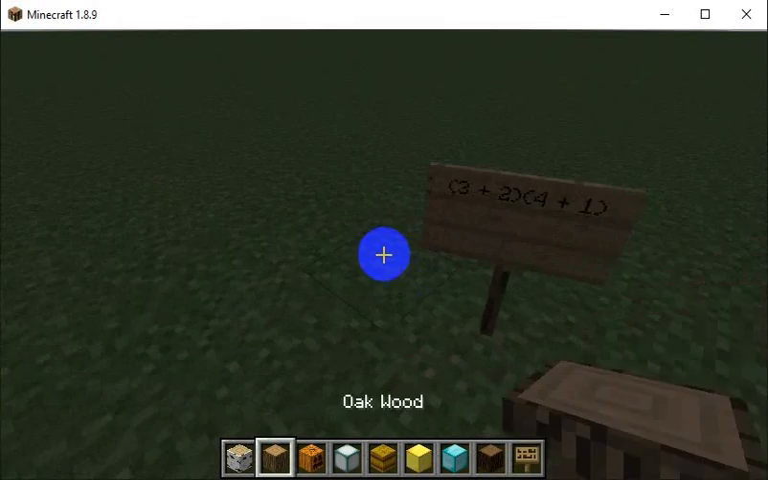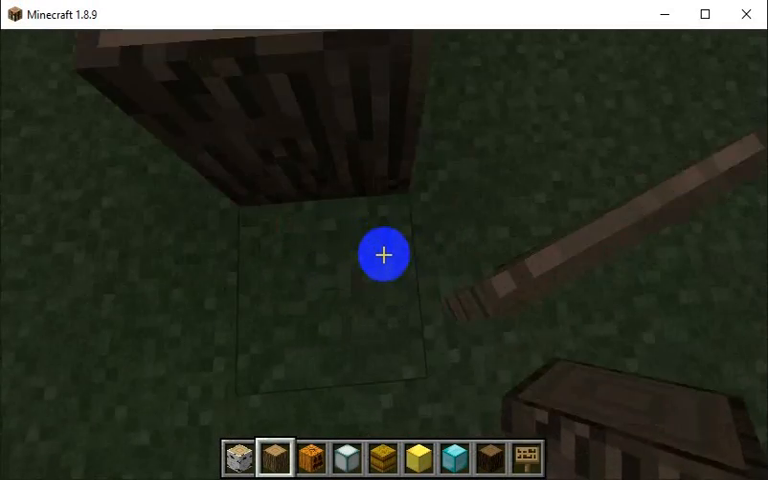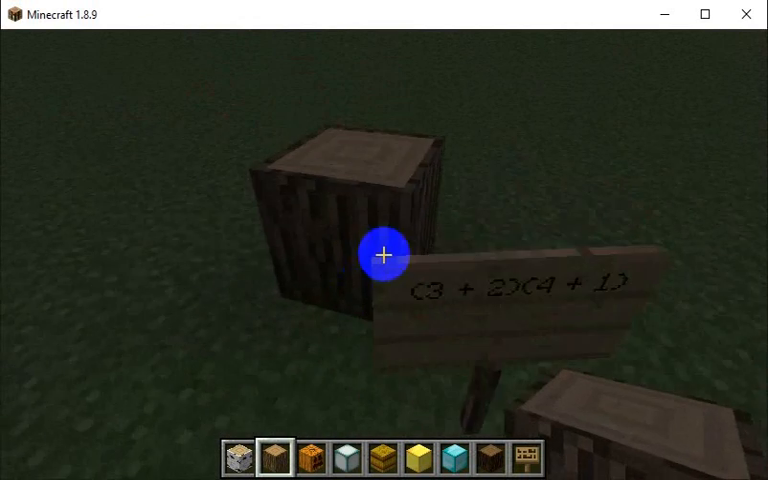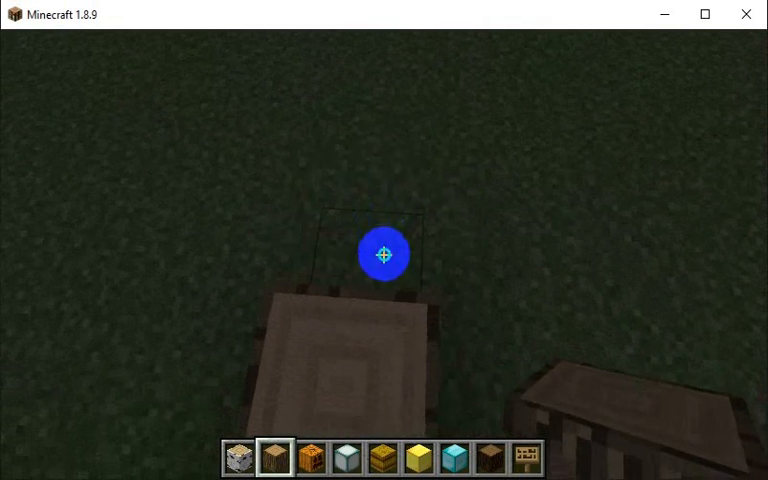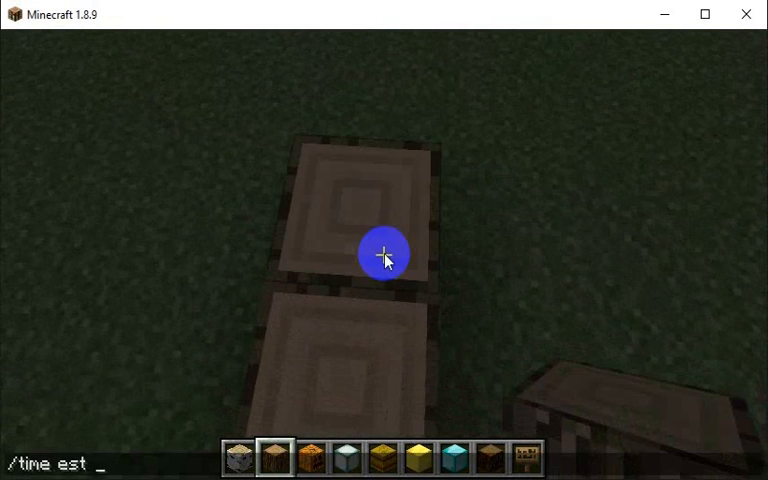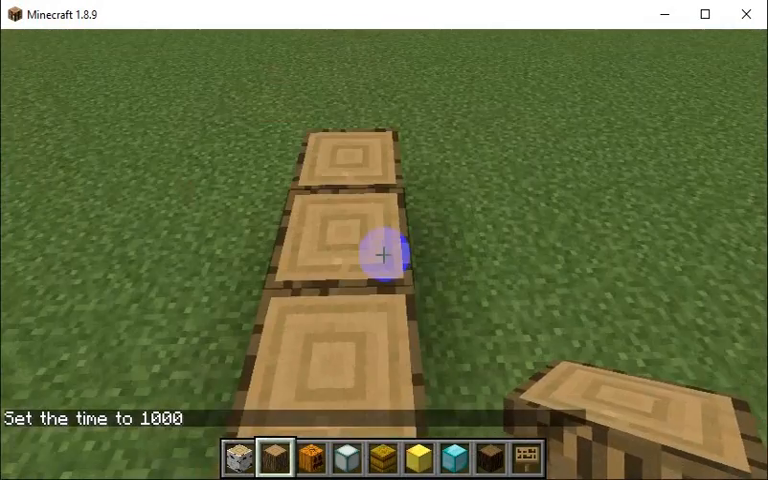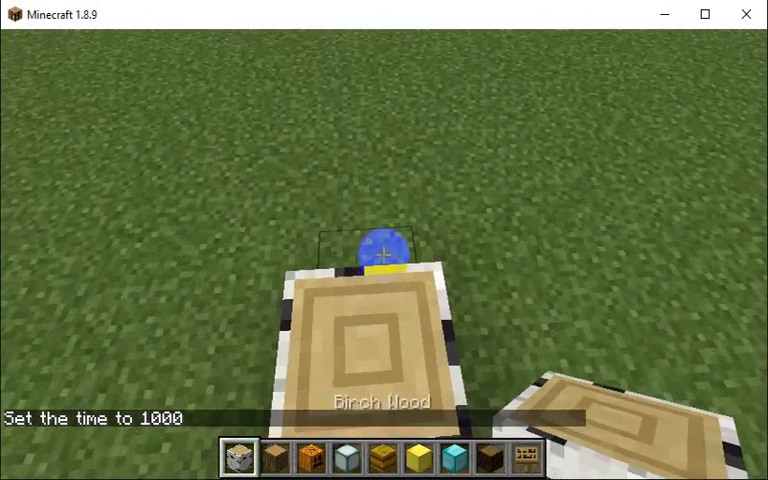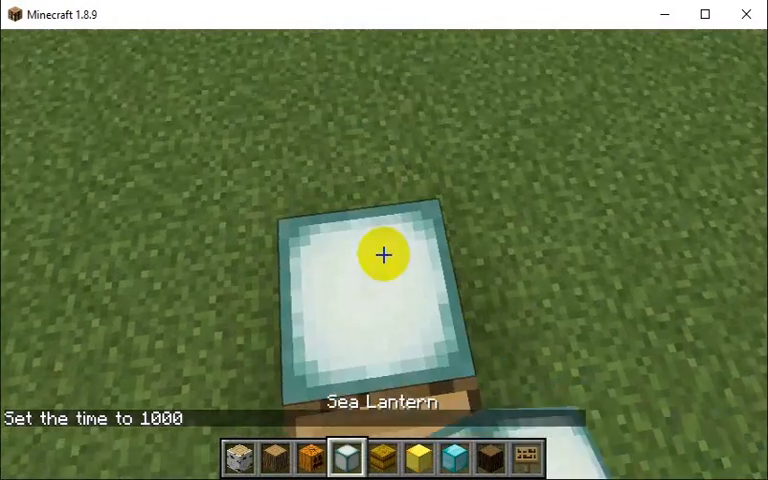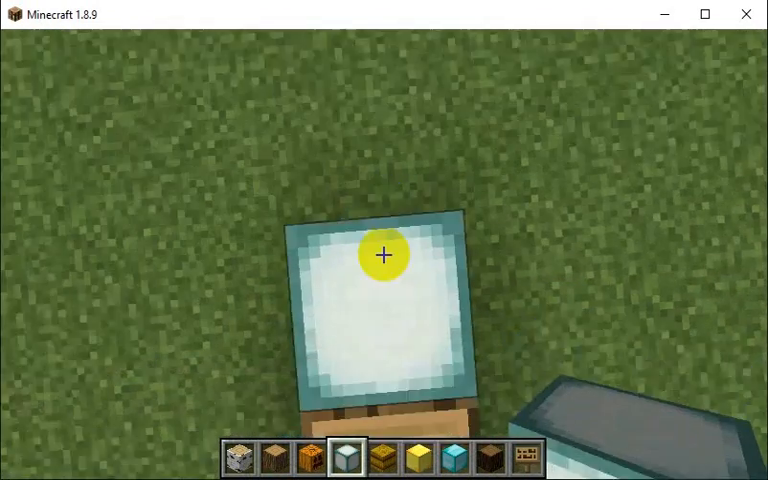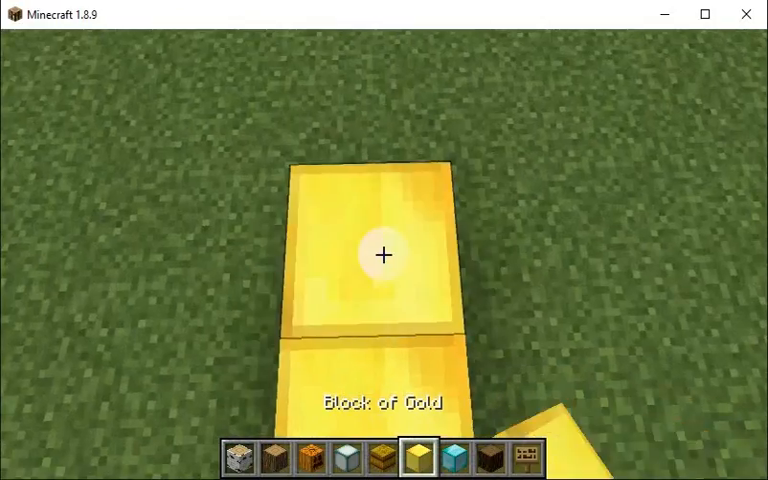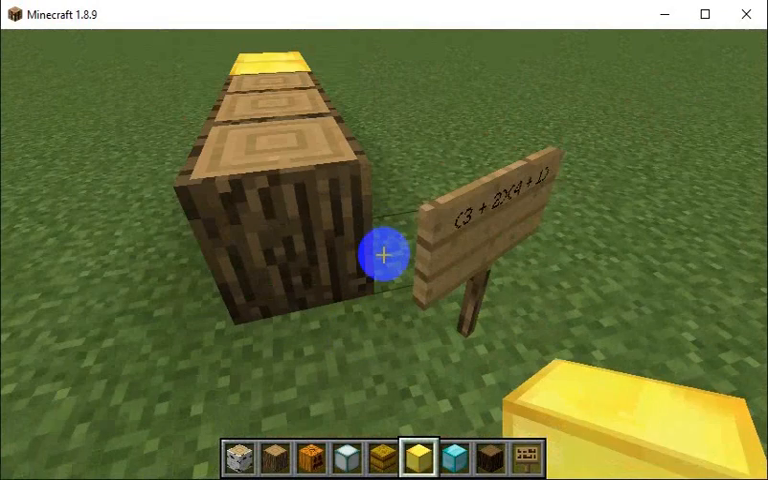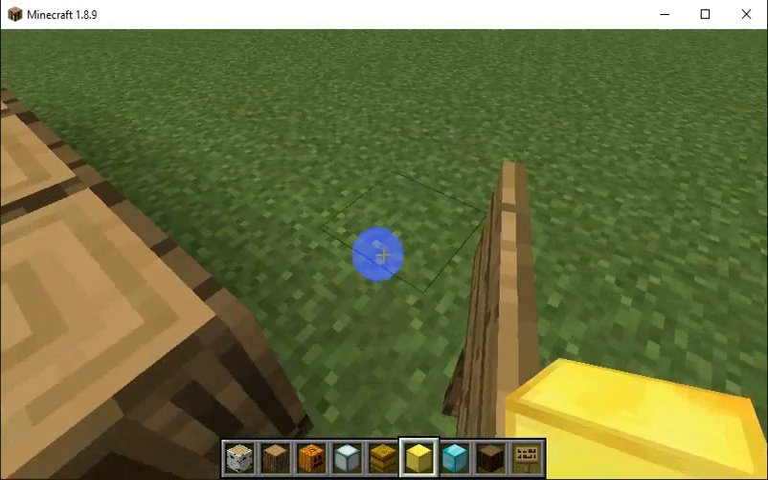So we start out with 3 plus 2. I'm just going to pause because I'm going to run out of light if I keep doing that. 3 plus 2, actually let's do gold here. So 3 plus 2. And now we need to multiply this by 4 plus 1.